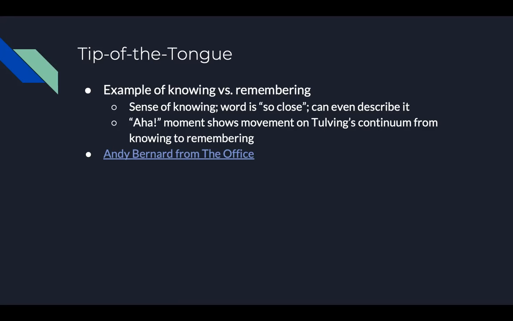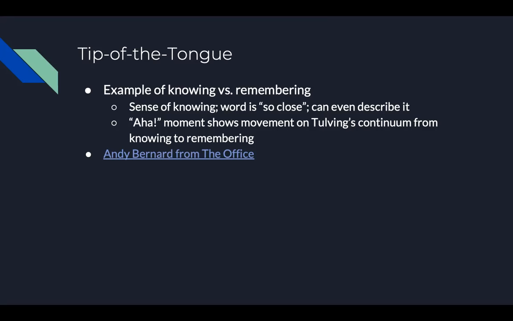And so the tip of the tongue phenomenon shows us a nice example of Tulving's proposed continuum of going from knowing to remembering. So when we eventually have that aha moment of, oh, watering can, that's what it was, we go from this sense of knowing that I've learned the information, I know it's there, to actually being able to remember it clearly and retrieve it from our memories.